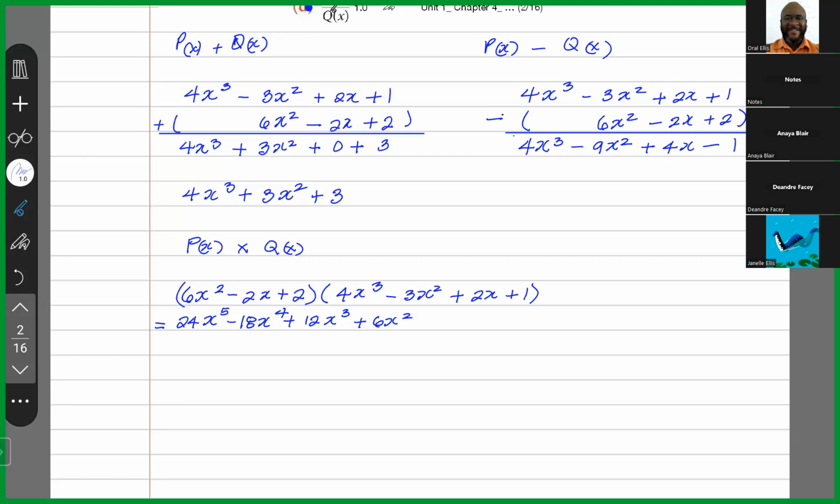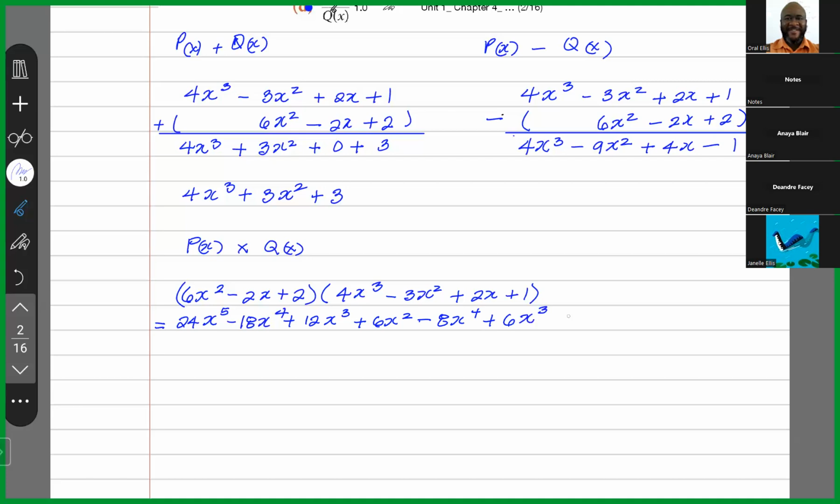This activity is more tedious than it is difficult. What you need to do while doing this is to be careful not to make any errors. Now, minus 2x times 4x cubed is minus 8x to the 4th. Minus 2x times minus 3x squared, a negative times a negative is a positive. 2 3s are 6. x times x squared is x cubed.